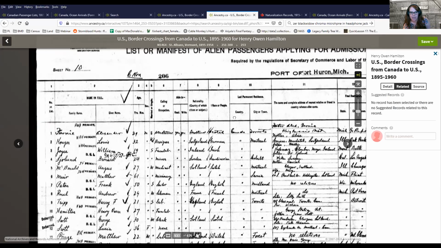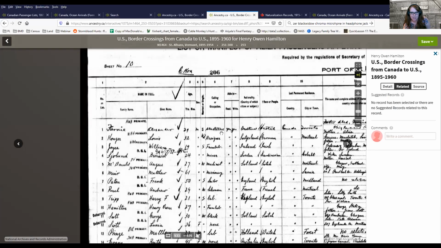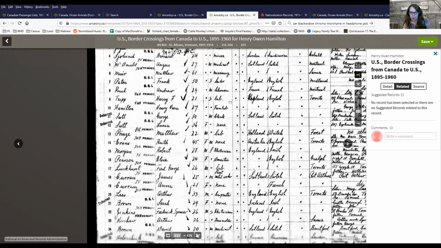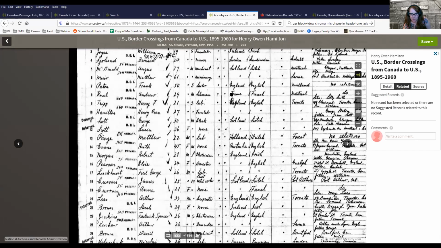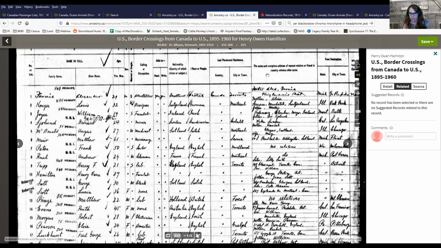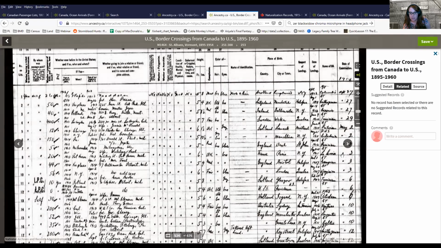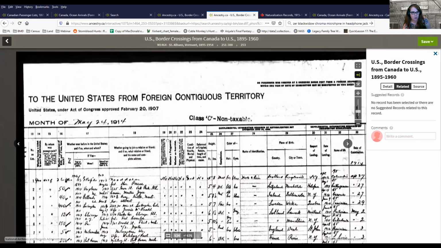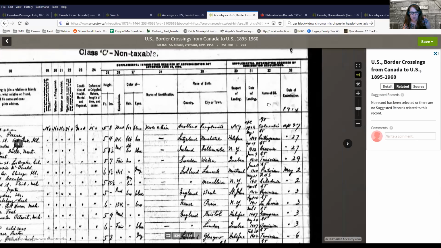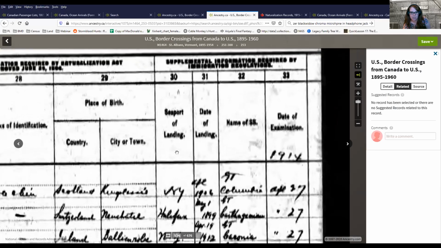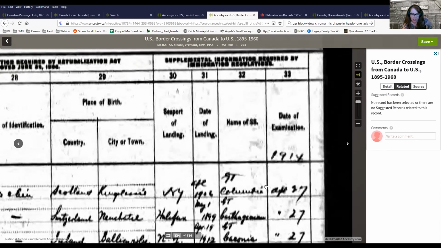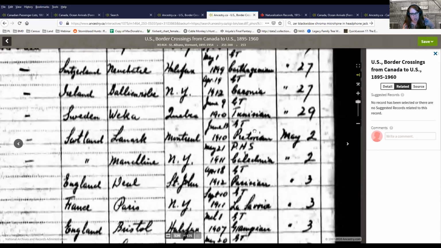So this is Henry Owen Hamilton, and you can see this looks different. This is the passenger list style of border crossing. And I show you this because when you open it up, you're going to get this page, but these are 2 pages and sometimes 3. So you're going to want to right click on this little arrow button here, and it brings you to page 2. And then on the far right column, you're going to see that original immigration information.